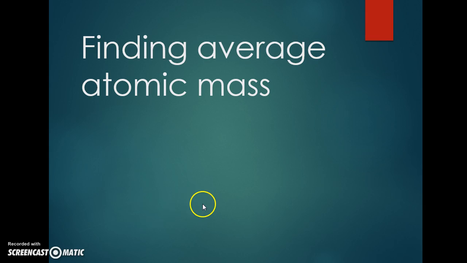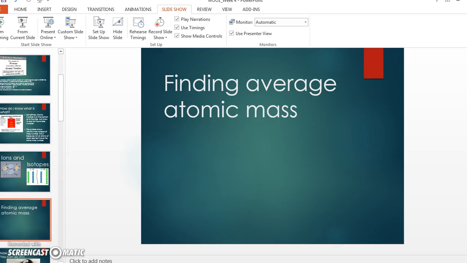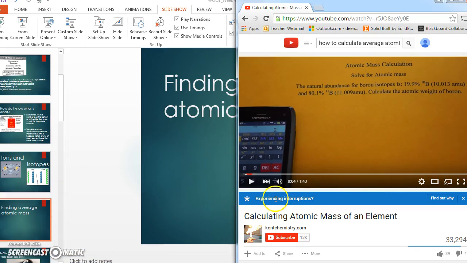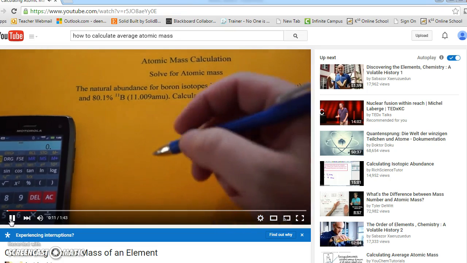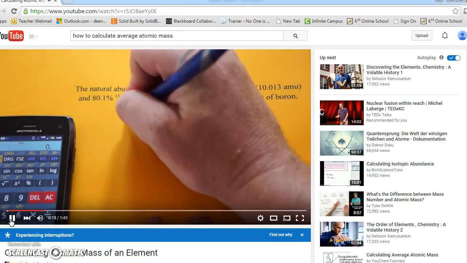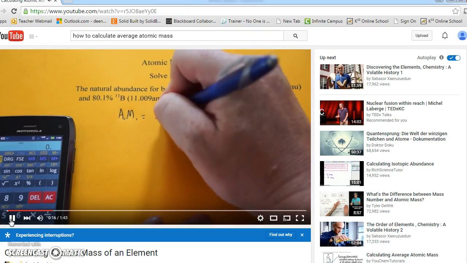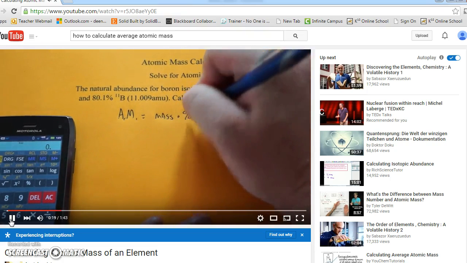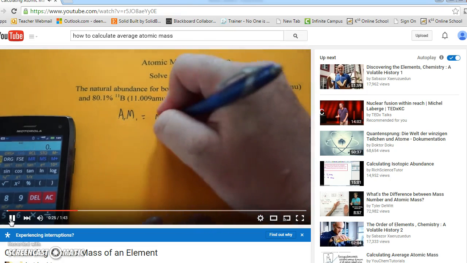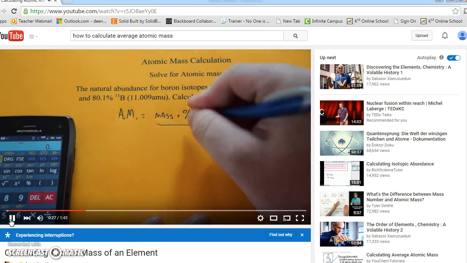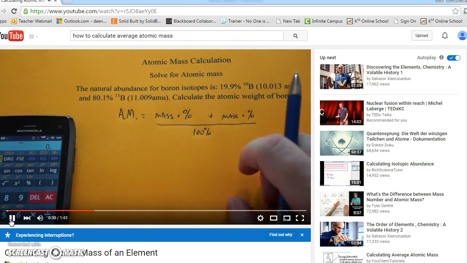What we're going to do for finding atomic mass is watch this mini video. Percent abundance and the mass of the naturally occurring isotopes of an element. The equation to calculate atomic mass is equal to the mass of an isotope times its percent, and you add that to the mass of another isotope times its percent. It's a weighted average, and we're going to divide it all by 100%. So mass times percent plus mass times percent, all over 100%.